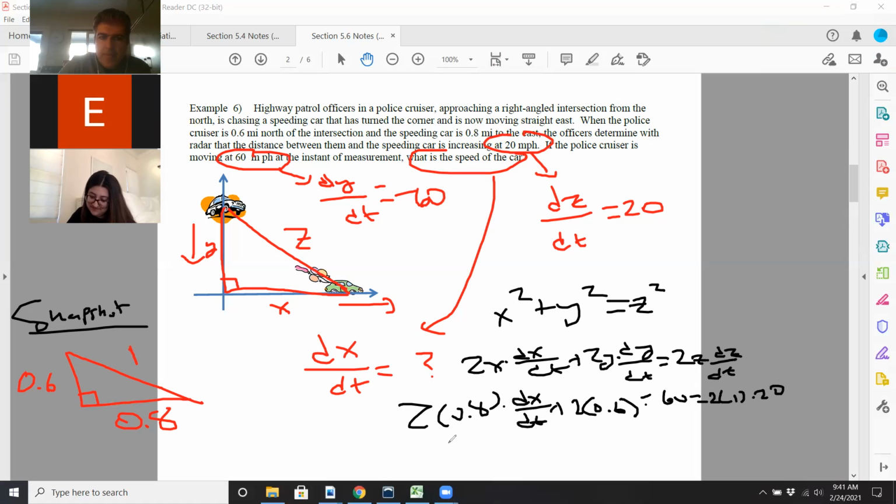And then you just work it all out. And then you have to do the algebra at this point. That's going to be minus 72. I think, is that right? Yeah.